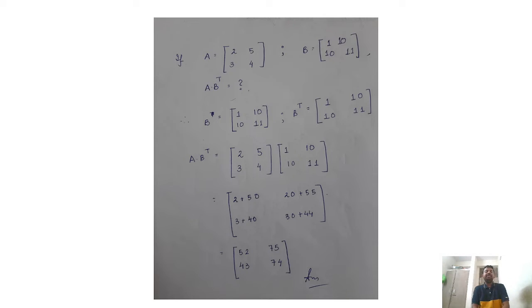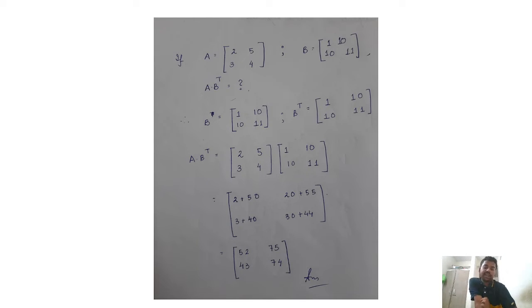So we have B equal to this. So what is B transpose? Just change the rows to columns and columns to rows. So 1, 10, 10, 11, but as the contents are the same, what we will get is 1, 10, 10, 11. I think everyone understands the concept of transpose of a matrix. Fine.